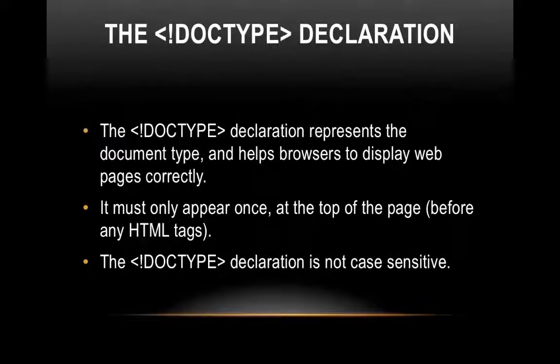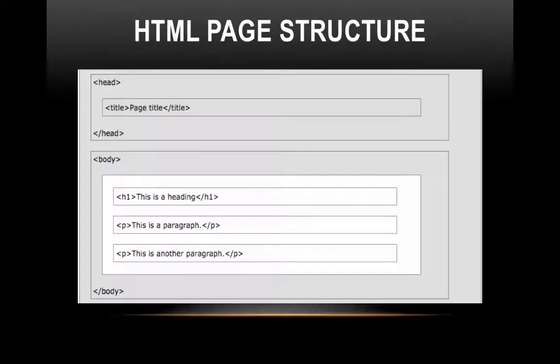So the doc type declaration. The doc type declaration represents the document type and helps browsers to display web pages correctly. It must only appear once at the top of the page, that is before any HTML tags. The doc type declaration is not case sensitive.